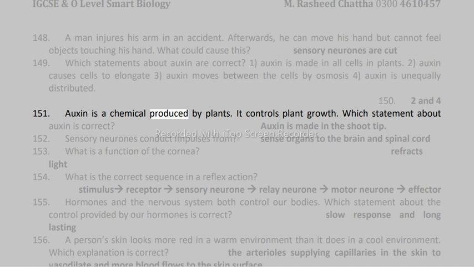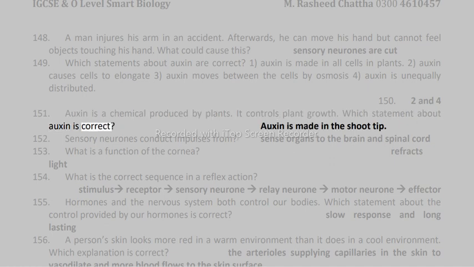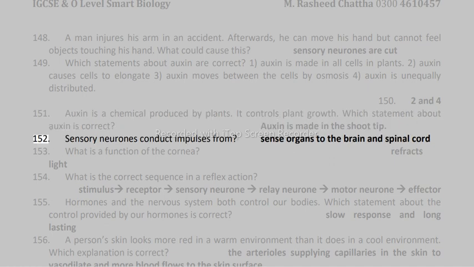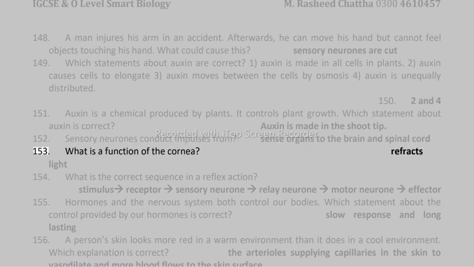150. Auxin is a chemical produced by plants. It controls plant growth. Which statement about auxin is correct? Auxin is made in the shoot tip. 151. Sensory neurons conduct impulses from sense organs to the brain and spinal cord. 152. What is a function of the cornea? Refracts light.